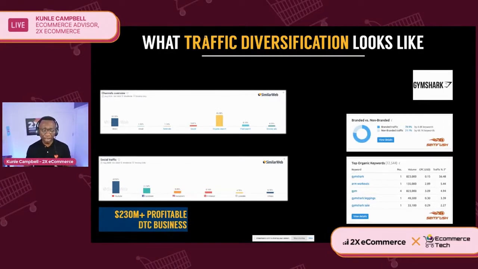Now, this is Gymshark. A lot of you would know them. They're a household name. They're almost $250 million in revenue. And if you look at their brand name search, it's an 80-20 in essence. So 80% of all traffic via search comes through that. 46%, or 47% you see in the graph, just search for Gymshark.